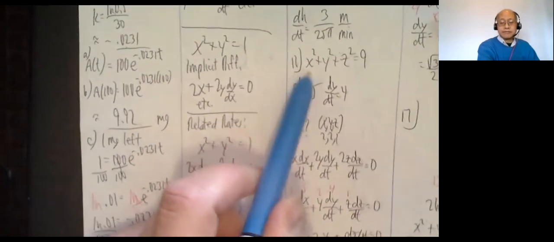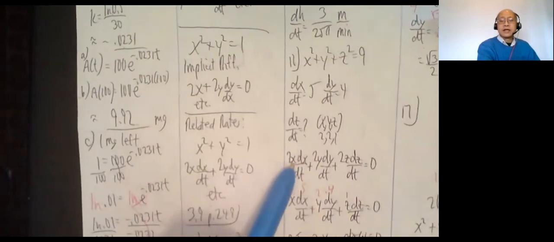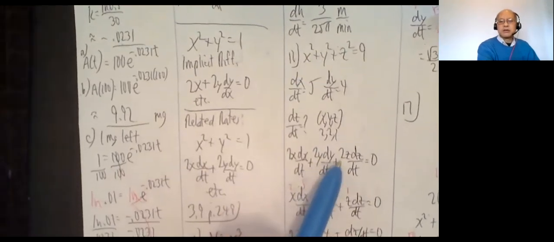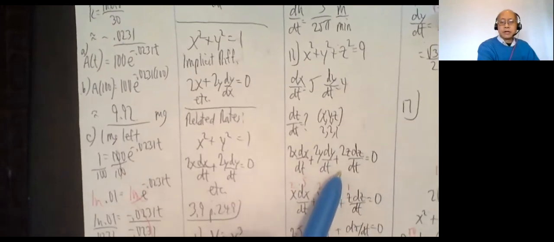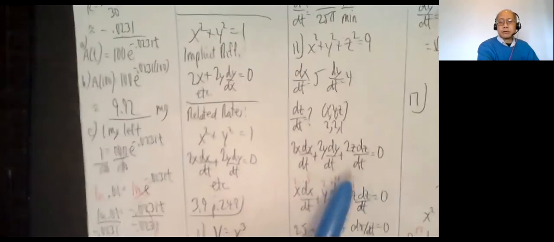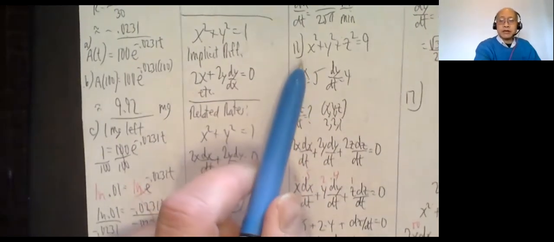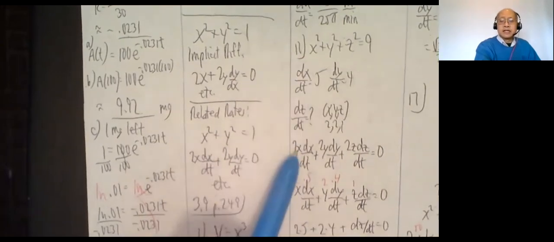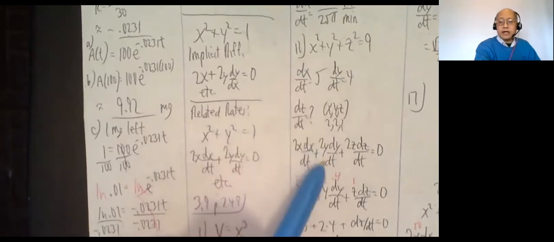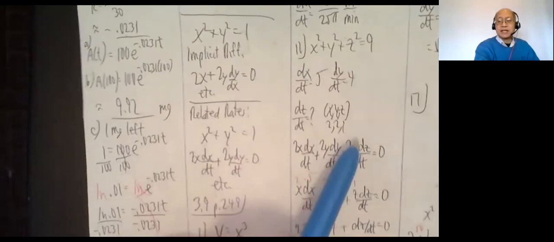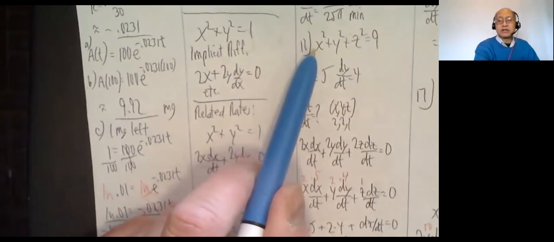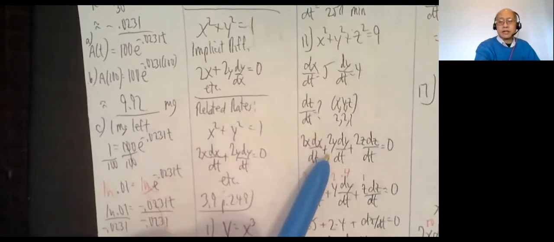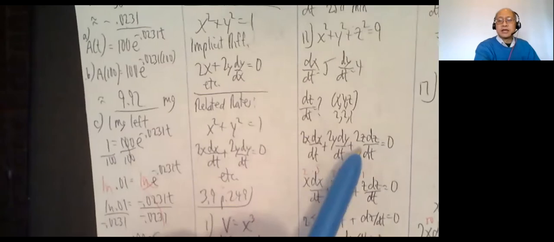So look at how it goes. It's all pretty much the same. 2x dx dt plus 2y dy dt plus 2z dz dt equals the derivative of the right side. That's easy, that's 0. Okay, so please notice again, doesn't matter how many letters you have, every letter gets a d letter dt. So x needs a dx dt, y needs a dy dt, z needs a dz dt. Okay, so derivative of x squared with respect to t, 2x dx dt. Derivative with respect to y, 2y dy dt. Derivative with respect to z, 2z dz dt.